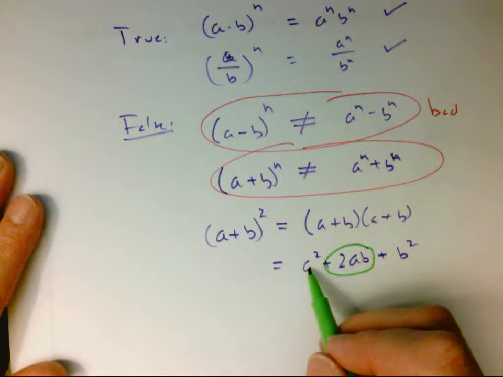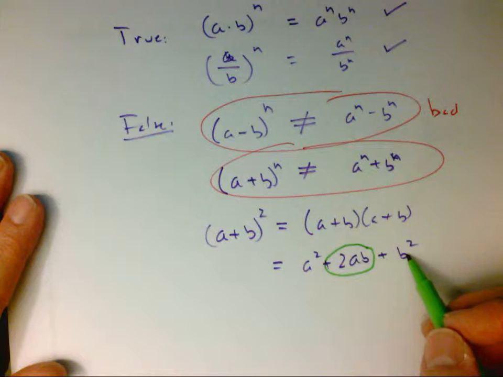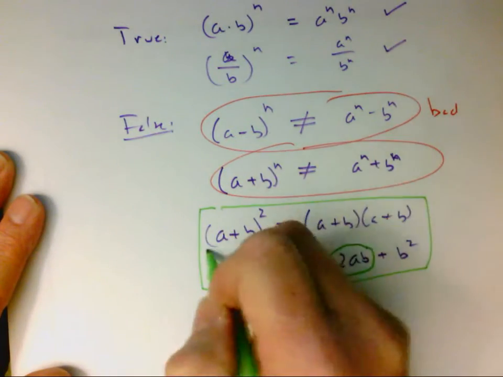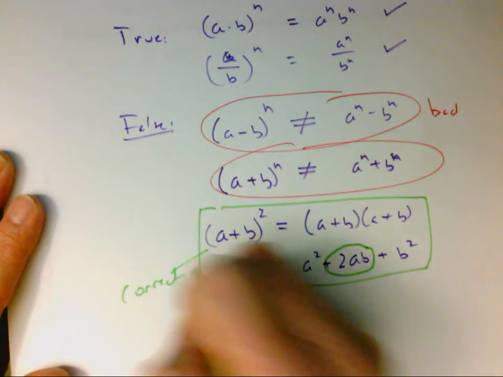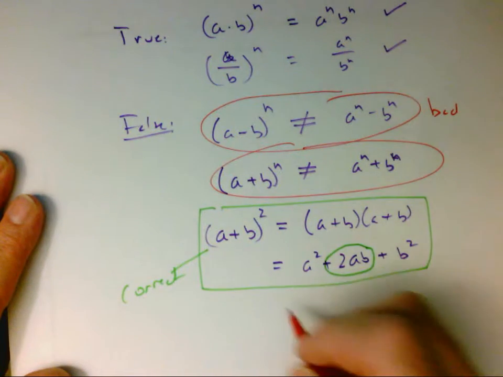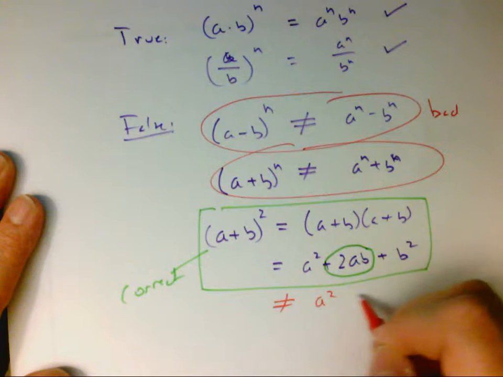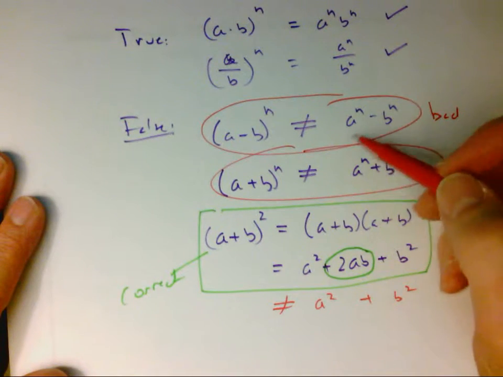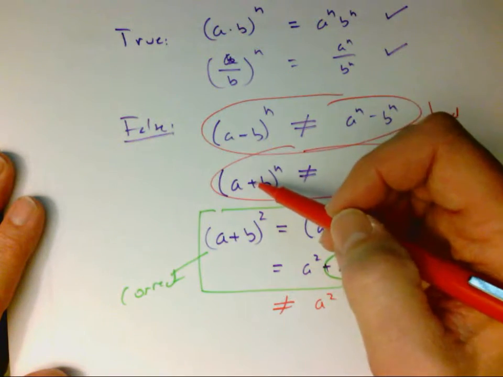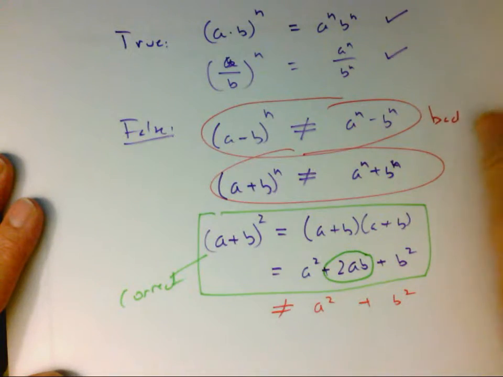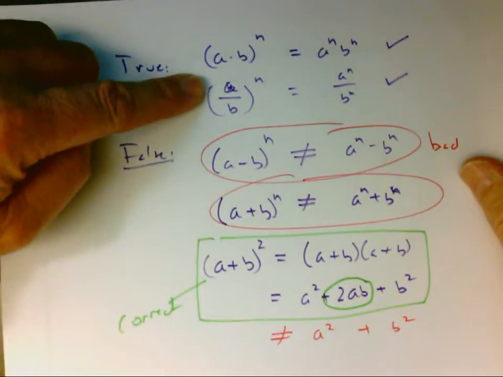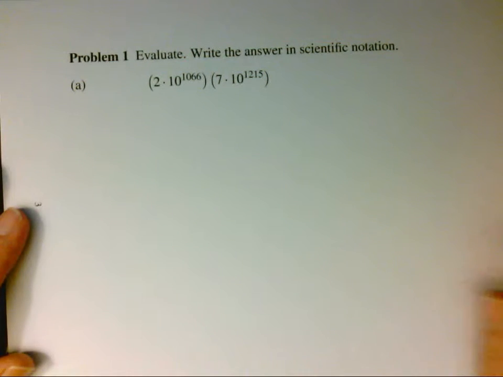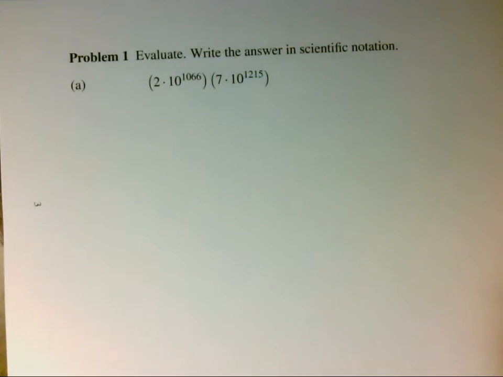So here you have a to the n is a squared, b to the n is b squared, but you get this middle term. This is correct. And this does not equal a squared plus b squared because you got that middle term. So don't distribute exponents over subtractions or additions. You'll get it wrong. But we're going to do them over multiplications and divisions, and they're easy that way. So we can just take things at a leisurely pace here.